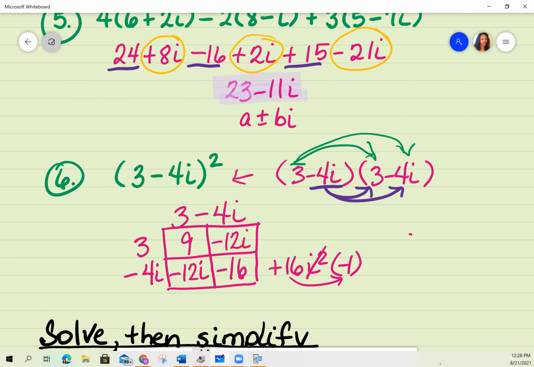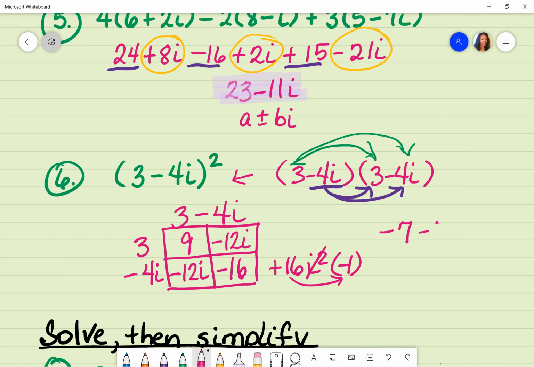All right, so then what you want to do is combine your like terms, starting with your real part. So 9 minus 16 is going to leave us with negative 7 as the real part. And then if I combine negative 12i and negative 12i, the signs are the same, which means I'm adding. So negative 24i. It is still in a plus bi form. So that's my answer for this one.